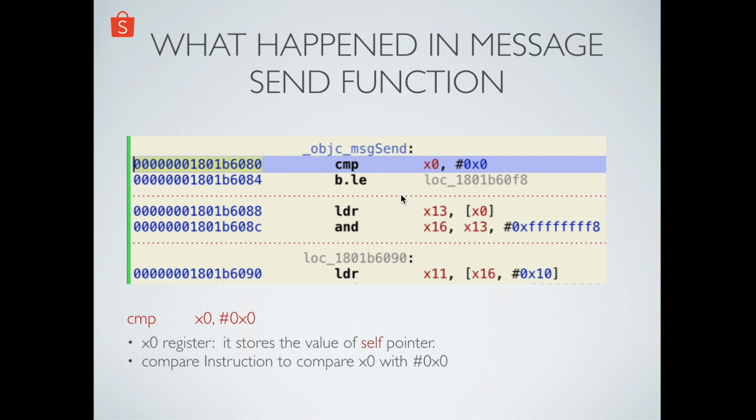Here, let's go into the detail. In the beginning of the message send function, here comes a compare instruction. It's simply used to compare two operands. Here it compares the value inside register 0 and the value 0. As we know from before, register 0 stores the value of the self pointer. So here it is used to compare the self pointer and the value 0.